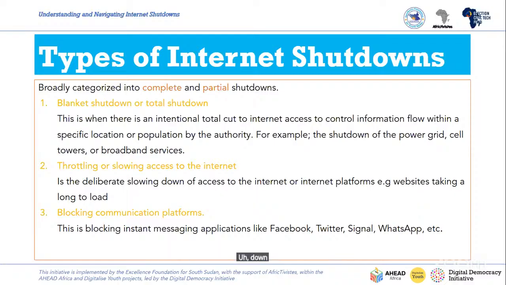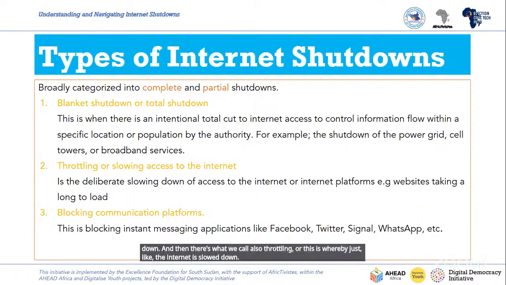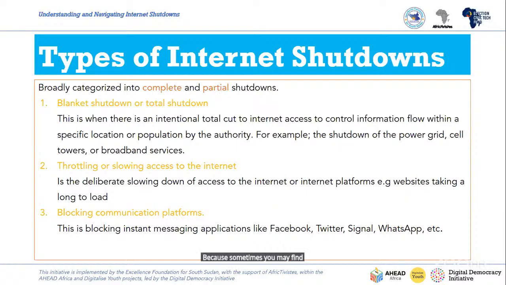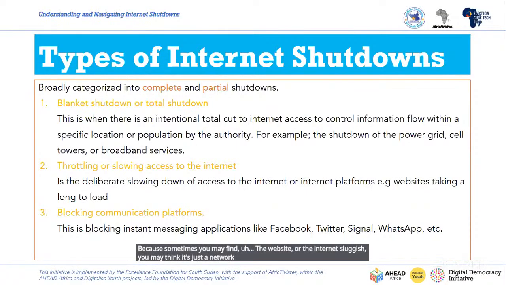And then there's what we call throttling, which is where the internet is slowed down. Sometimes you may find a website or the internet is sluggish. You may think it's just the network, but it's actually the government or the authorities doing it to limit access or to limit the flow of information.